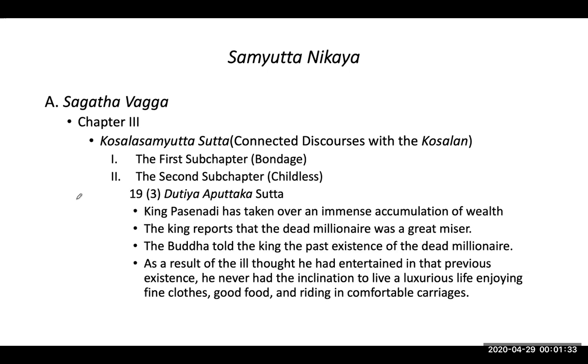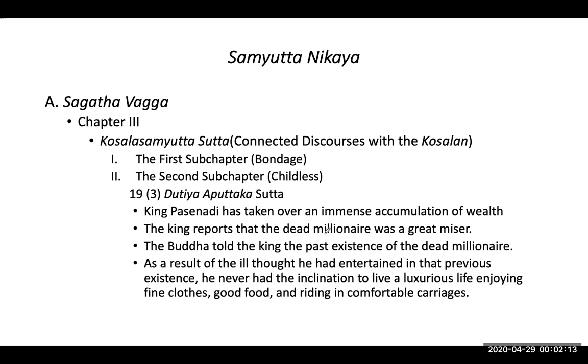There was no roof. So King Pasenadi was curious and wondered why this multimillionaire did not use his money for a comfortable life, and reported this to the Buddha. And the Buddha told the king the millionaire's past existence, to expound the reason why the dead millionaire had a poor life. In one of the millionaire's past existences, he met a Pacceka Buddha.